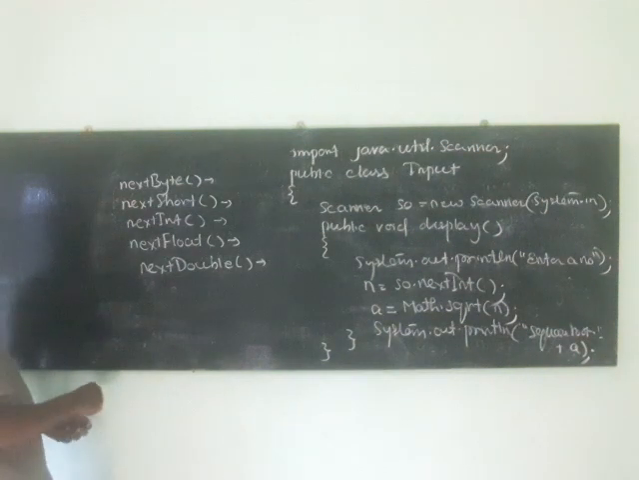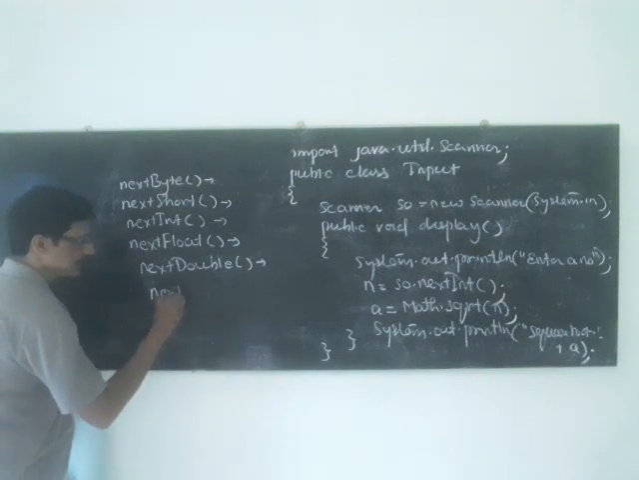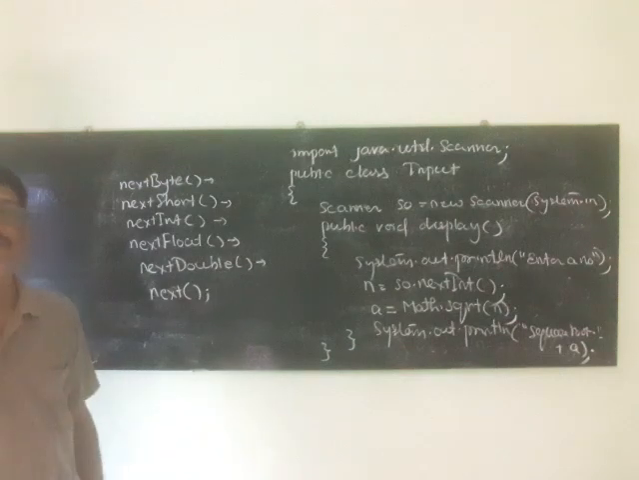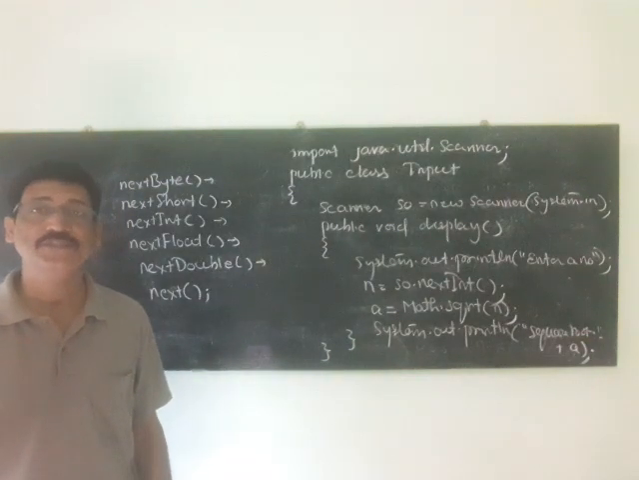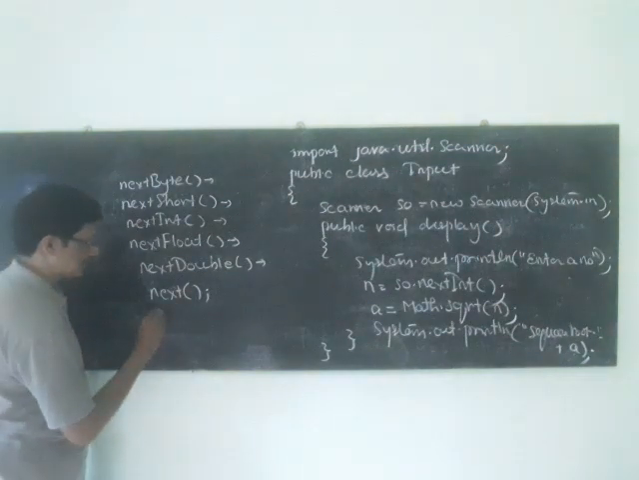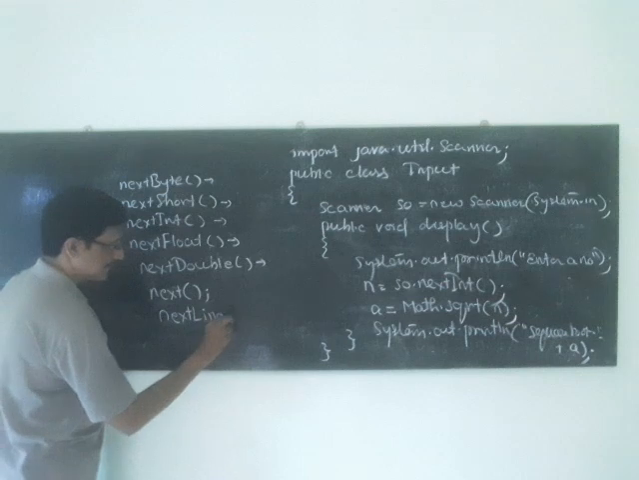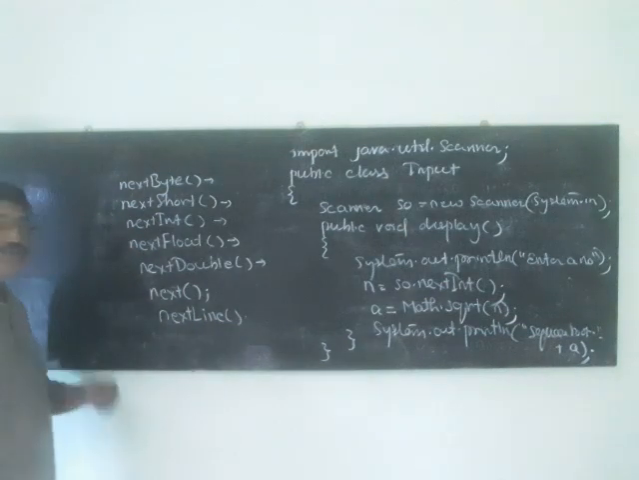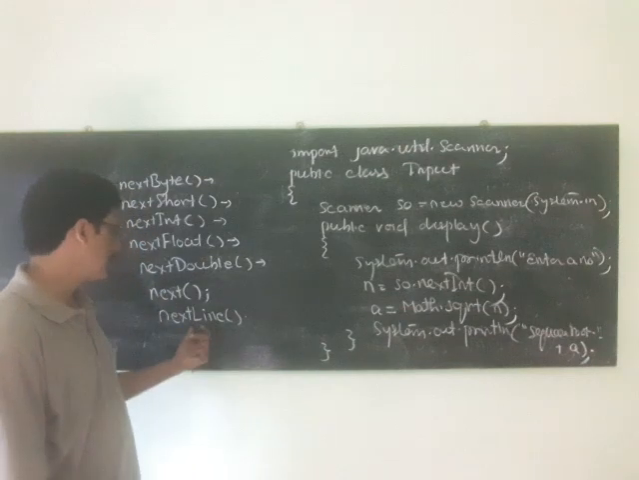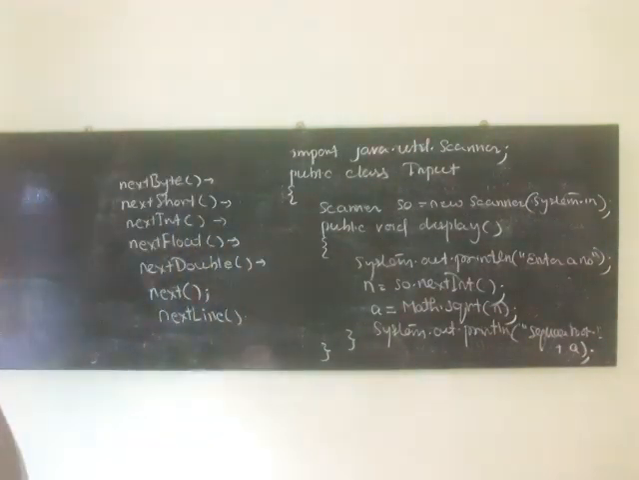Okay. Then next. The next function is used to input a word, or a string which may consist of only a single word, meaning a word without any space character. The next one is nextLine. The nextLine function is used to input a string which may consist of more than one word, so it allows the space character. Okay, so these are the functions.